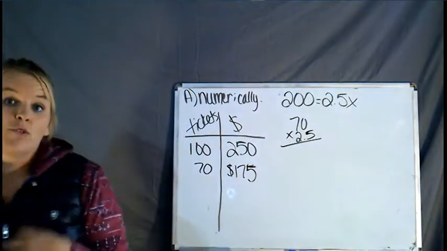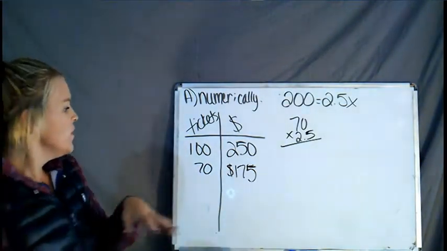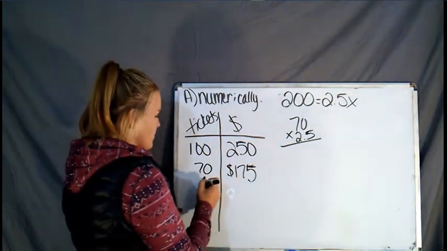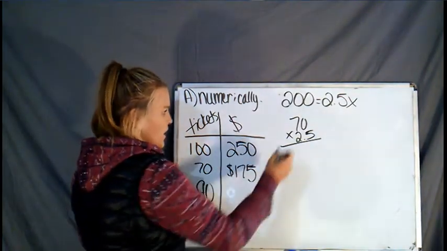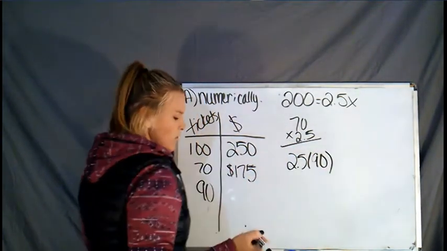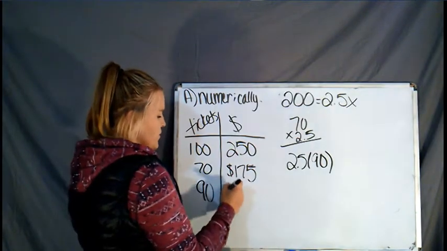Now, 175 is too small, so I know it has to be bigger than 70. So we've got to narrow this down between 100 and 70. So I'm going to jump up to 90 once. If you go 2.5 times 90, that's going to equal $225.